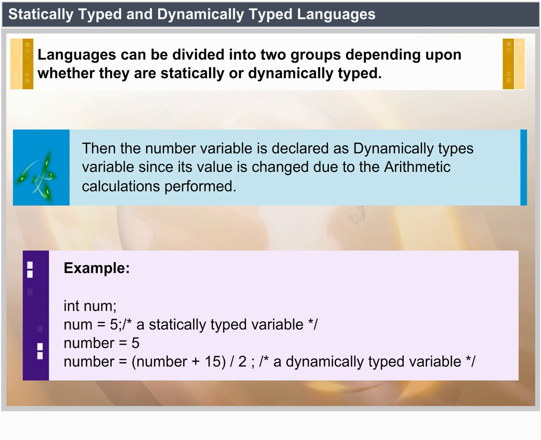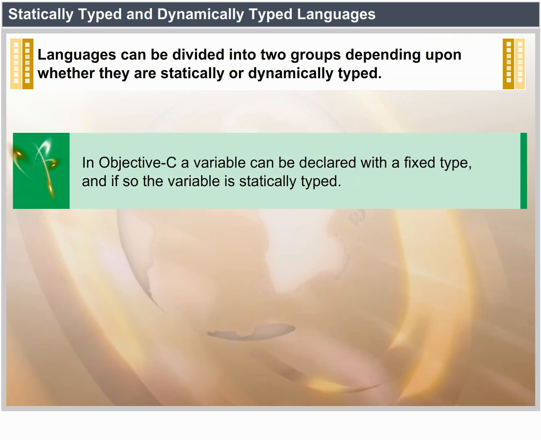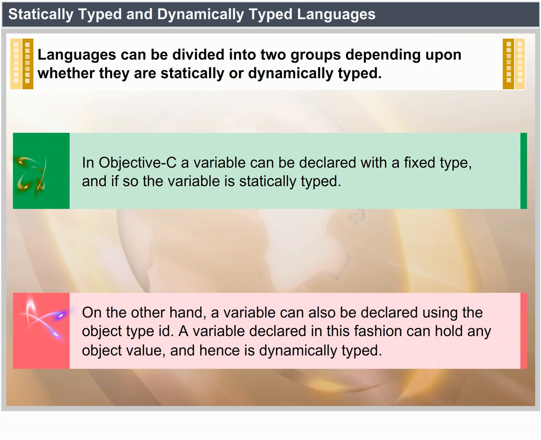Example: integer number equal to 5, that is a statically typed variable. Number equal to 5, number equal to number plus 15 divided by 2. This one is a dynamically typed variable. In Objective-C, a variable can be declared with a fixed type, and if so, the variable is statically typed. On the other hand, a variable can also be declared using the object type id. A variable declared in this fashion can hold any object value and hence it is dynamically typed.